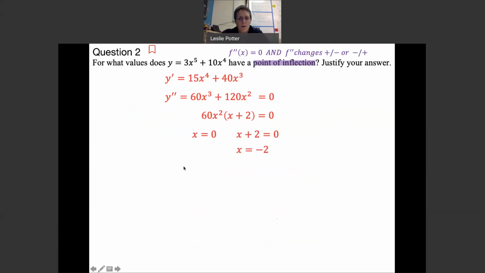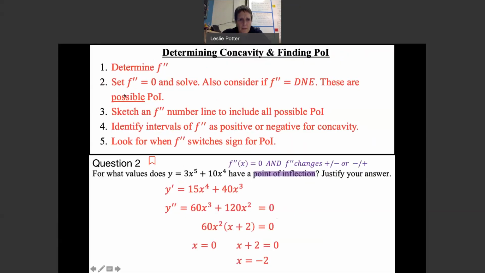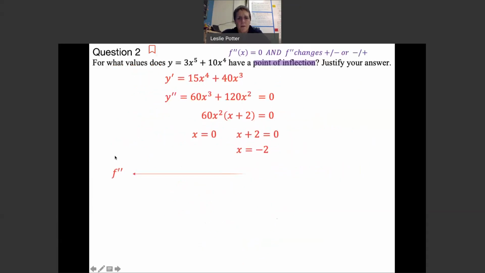All right, so now to move on, we've got the possible points of inflection. We're going to sketch that number line. So here's our second derivative number line. Very important to be sure to label it, because many times we're doing first and second derivative number lines in the same question. So we want to label this and identify it as a second derivative. We're going to place -2 and 0 on our number line. And now we're going to test each of these domains. I'm stepping away from the math involved and just making a determination on positive or negative.